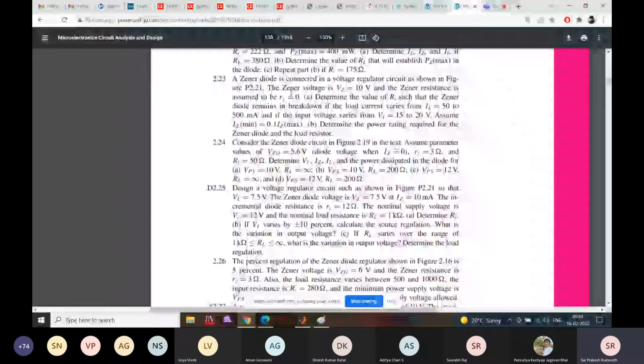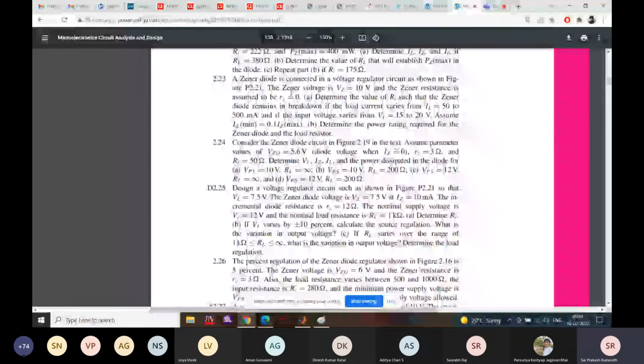So how to find the maximum current there in Zener diode? Anyone? Determine the value of RS such that Zener diode remains in breakdown if the load current varies from 50 to 500 milliamps. So here the load is varying.